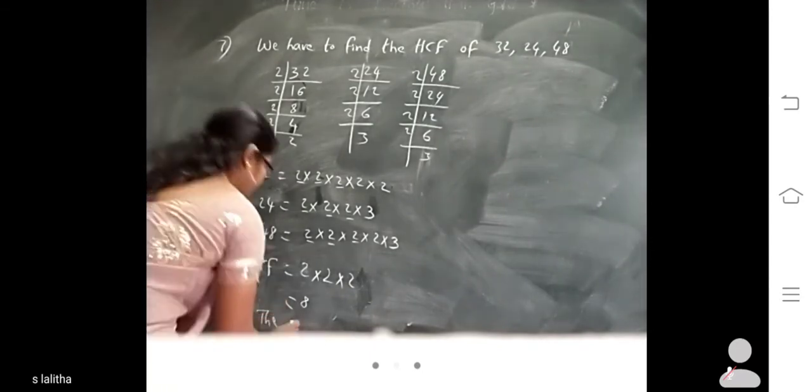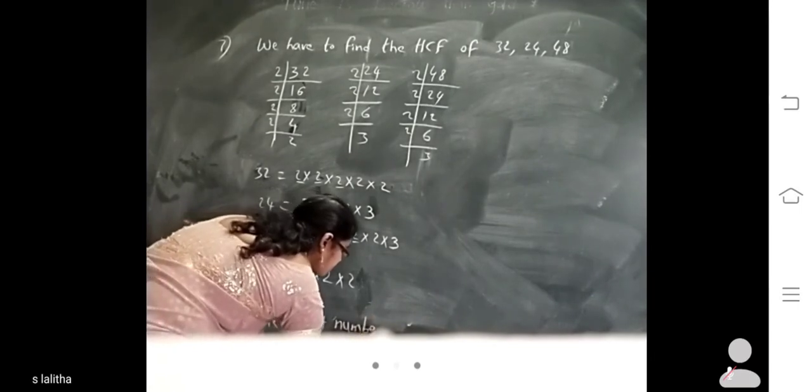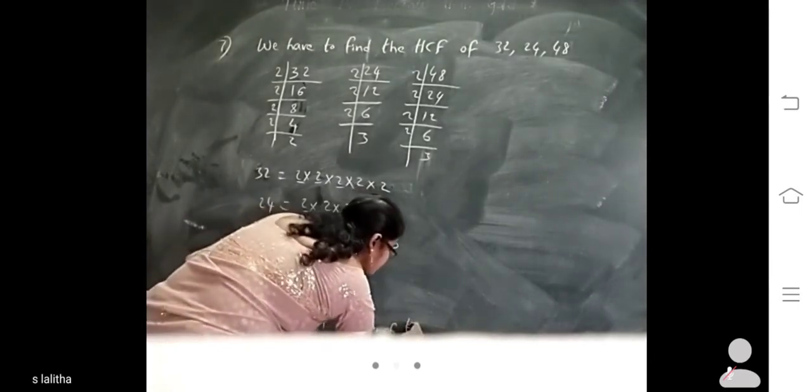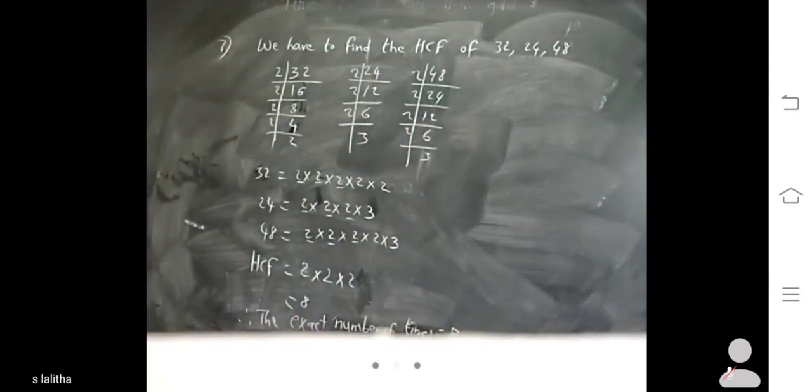Therefore, the capacity of the vessel is equal to 8. Okay, great.